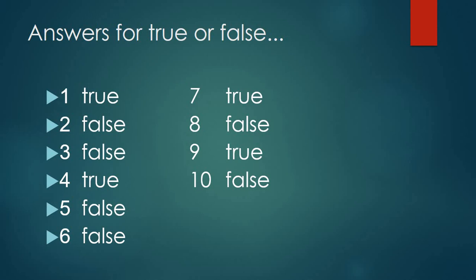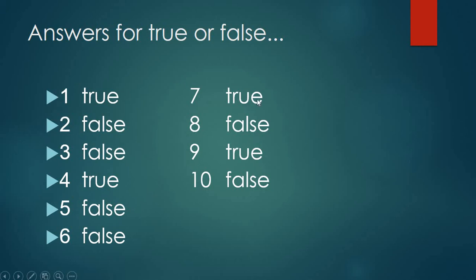Then number 5, false. So if you have written false, then it is correct, otherwise it is incorrect, obviously. Number 6 is false again. Please check your answers properly. Students, one more thing: if you have left the answer blank, if you have not written true or false, then also you have to put 0 marks for that, because you have not attempted the answer. So certainly it will be 0 marks for that.